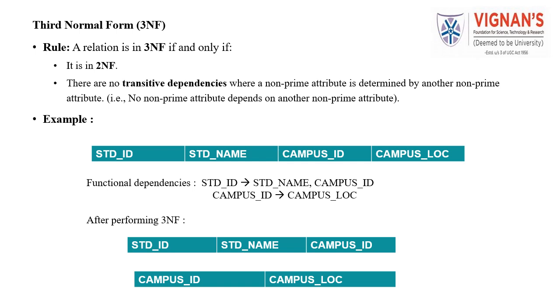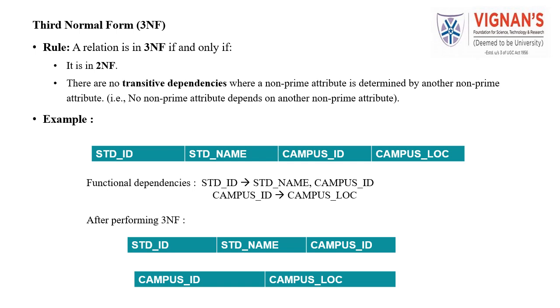Let us consider the given table with attributes: student ID, student name, campus ID, campus location. Here, student ID is the primary key. The functional dependencies are student ID determines student name and campus ID, and campus ID determines campus location. This means student ID determines the student name and campus ID. Campus ID determines the campus location.